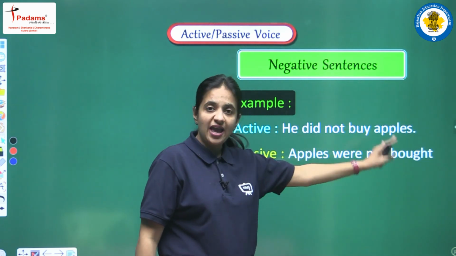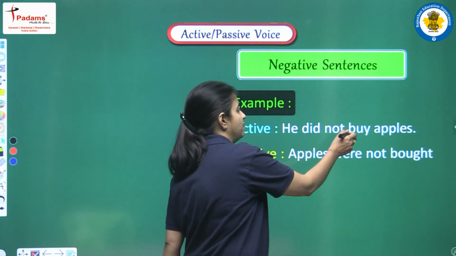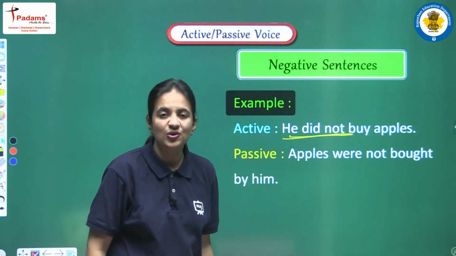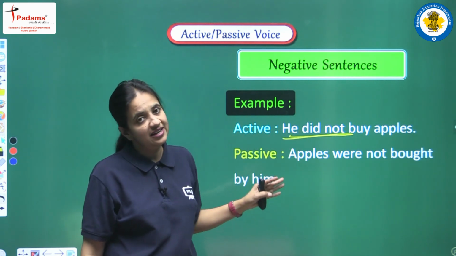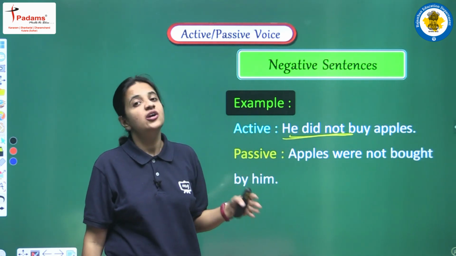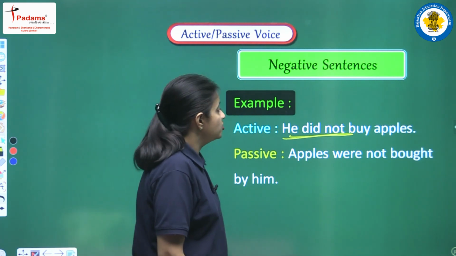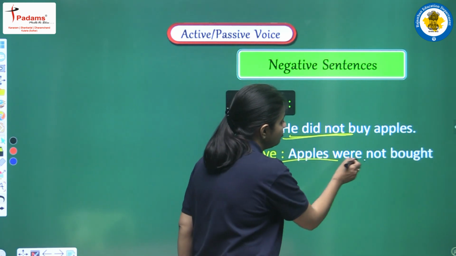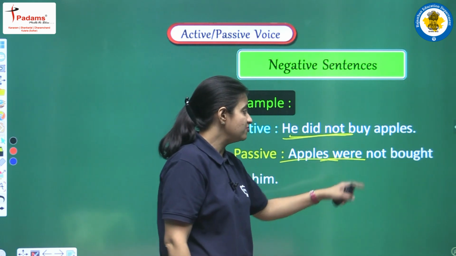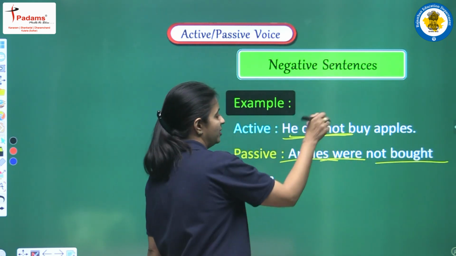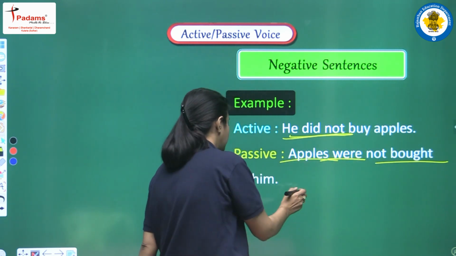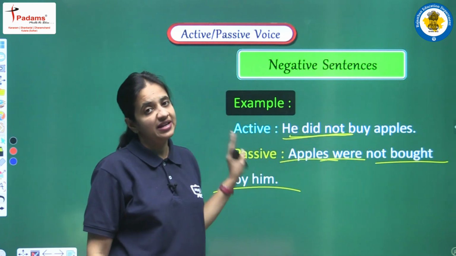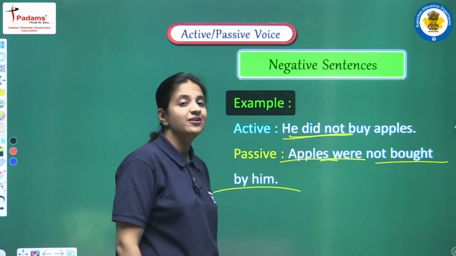So let's see the first one. He did not buy apples. So this is a negative sentence because we are having not, and we are having did not. So this is past simple tense. Then at the time of converting that sentence into passive voice, we have to use was and were. So our object is apples because it is a plural object. So because of this thing we are writing were here. Okay, apples were not. Then third form of the main verb, that will be bought, because third form of buy is bought, and in the end of the sentence by him. So active voice is he did not buy apples. Passive voice will be apples were not bought by him.